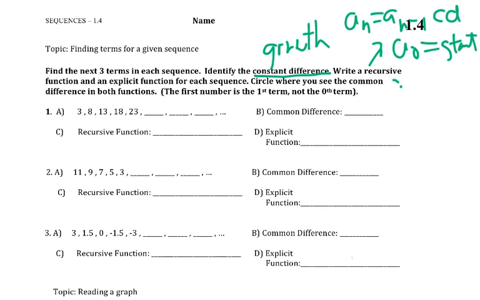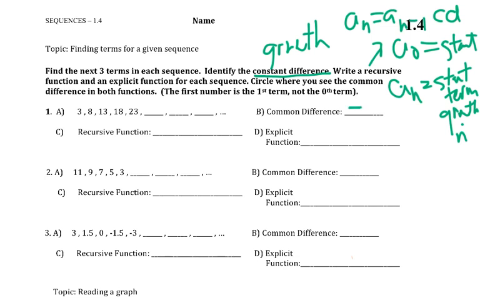And the explicit we're writing as a sub n equals the starting term plus the growth times n. Okay, so 3, 8, 13, 18, 23.